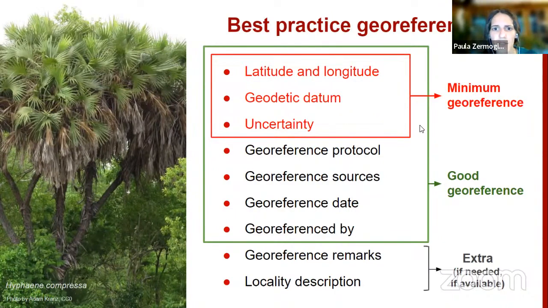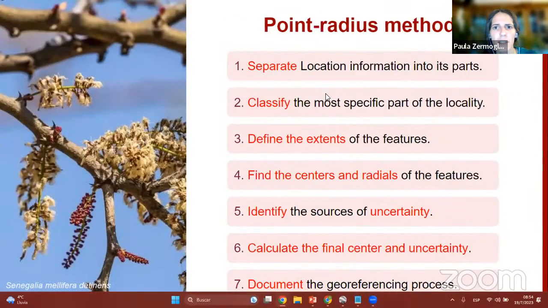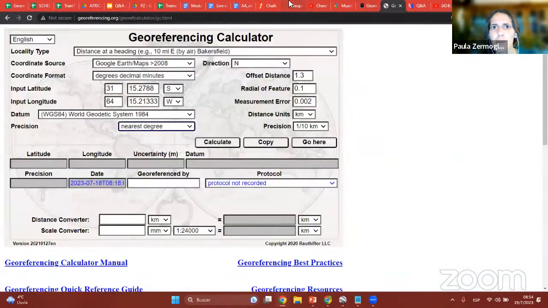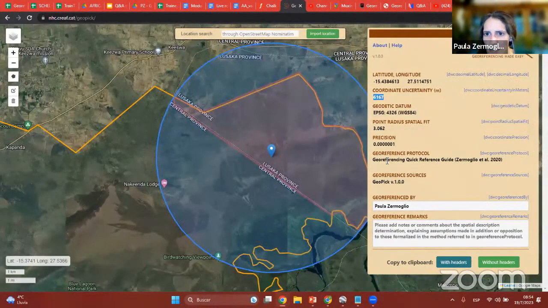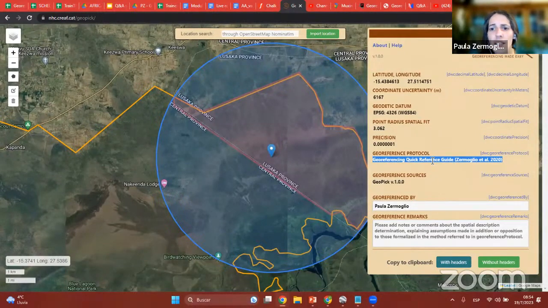For example, I'm going to go to the GeoPic. Here, when GeoPic provides the protocol, you see that it cites directly the Georeference Quick Reference Guide, because that guide is giving you the steps that you're following to perform the georeference. If you're using some other protocol, you will have some other citation here, some other reference that tells other people which were the steps that were followed, basically.